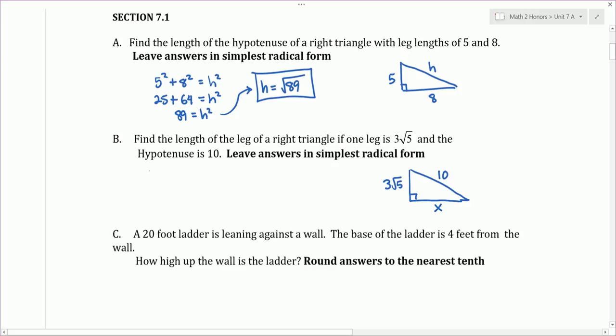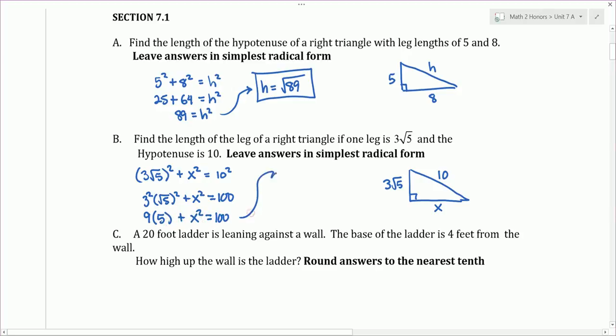So again, set up Pythagorean Theorem, so 3 root 5 squared plus x squared is equal to 10 squared. 3 root 5 squared is going to be 3 squared times the square root of 5 squared plus x squared equals 100. 3 squared is 9. Square root of 5 squared is 5. Plus x squared equals 100.